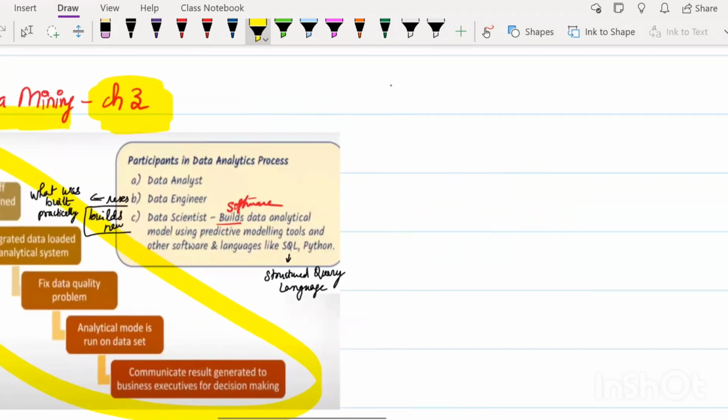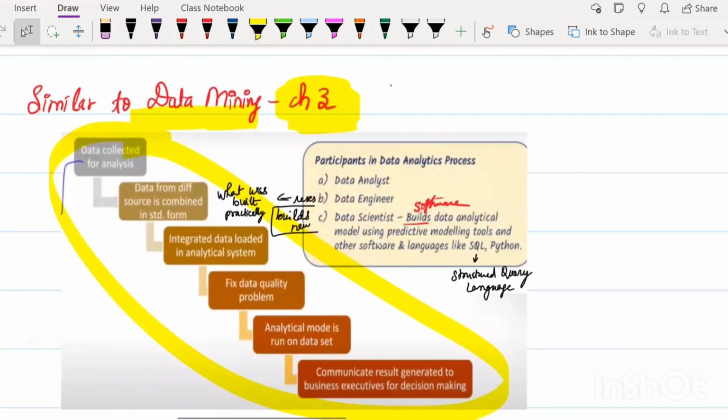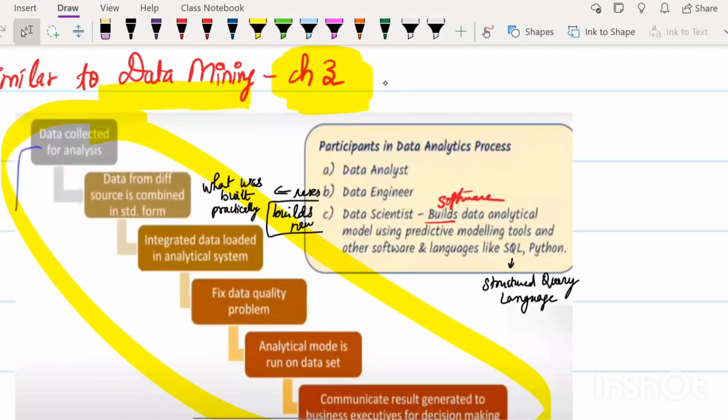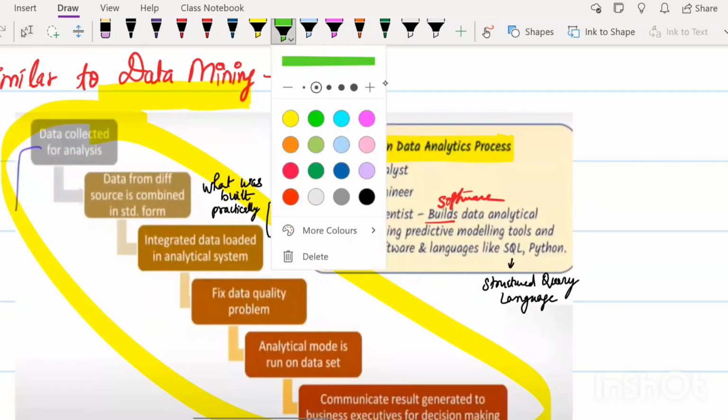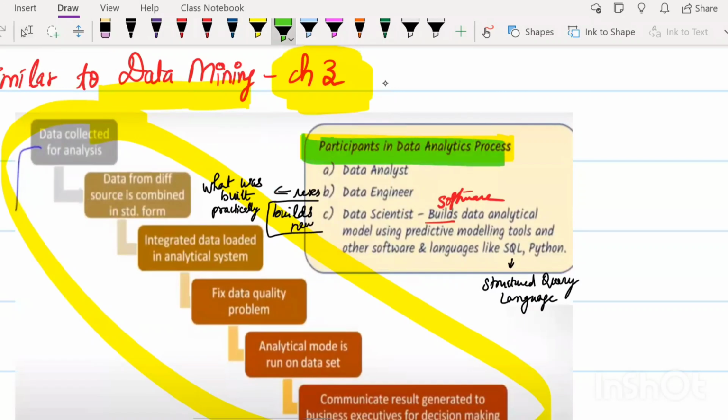Yes. Here, the participants in the data analytical process is a concept which has not been covered earlier. There are 3 participants in the data analytical process. One is the data scientist. Who is the data scientist? The data scientist is the person who is going to build the software for doing the data analytics.